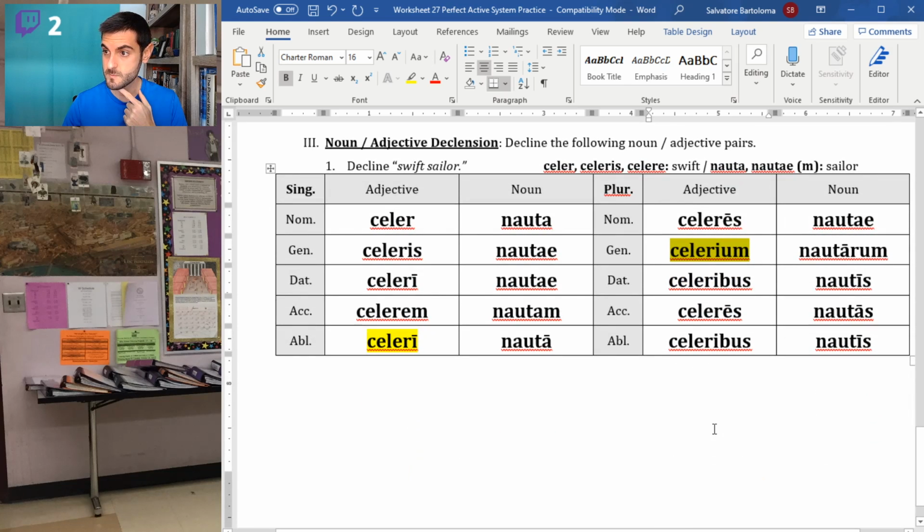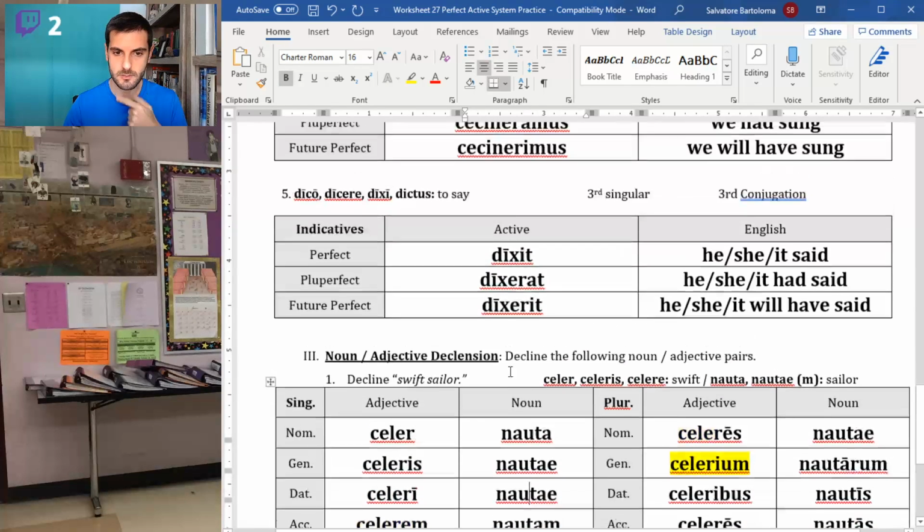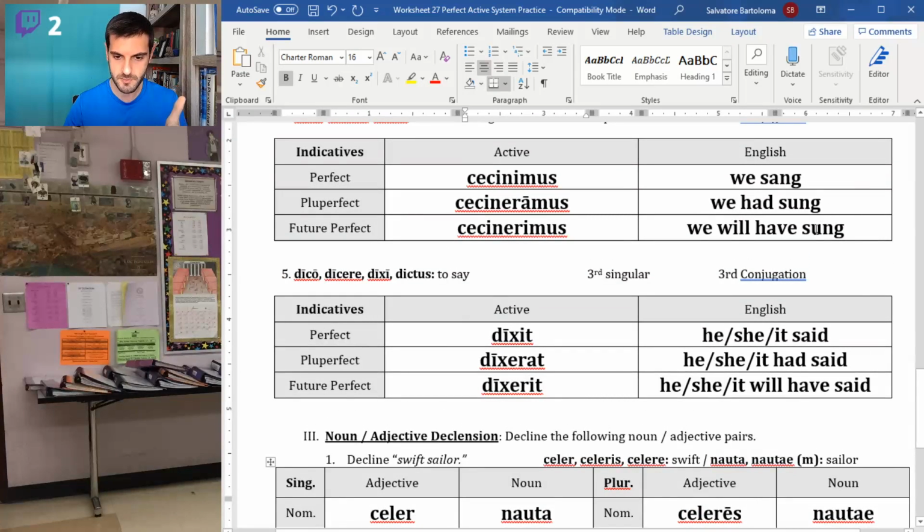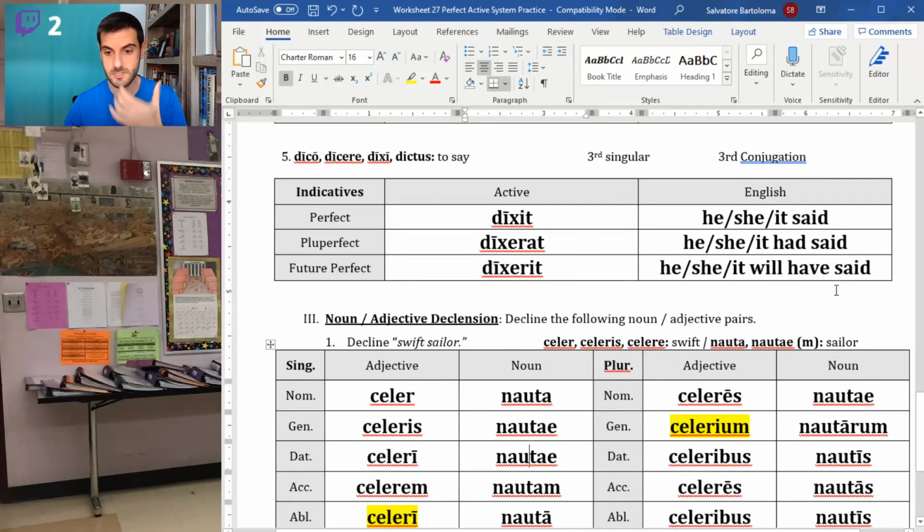And that is it for this worksheet. Pretty quick one. We will practice more in class Thursday, Friday when I see you guys. So if there's still any questions about how to form these verbs or anything to do with these adjectives, we'll have a little bit more practice with it this week.